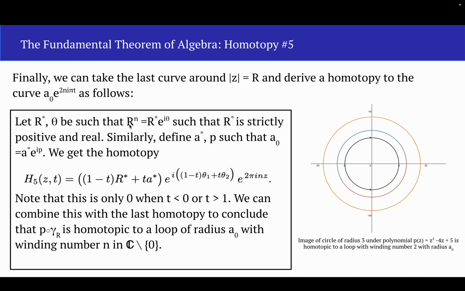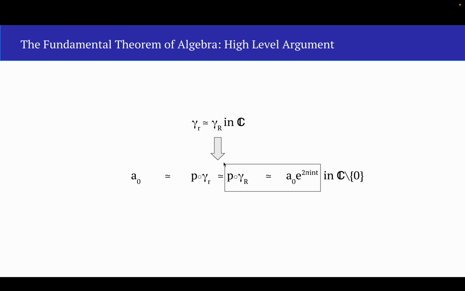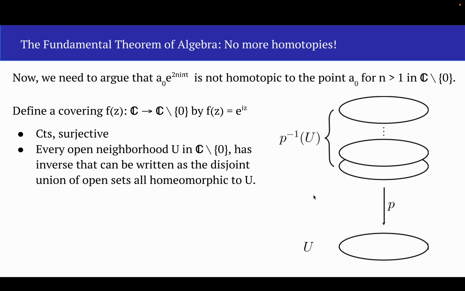And so we'll extract the real component and the angle of R, and then we will linearly interpolate between the real-valued radii and the angles to get a smooth homotopy as follows. Again, pay attention to the fact that this homotopy is between two curves which wrap around the origin n times. So that completes this stage of our diagram, and now we're ready to derive our contradiction formally.